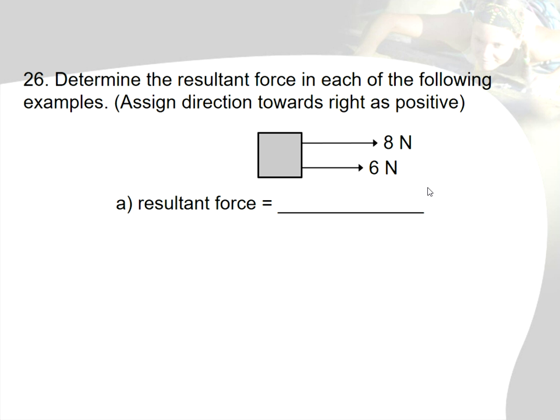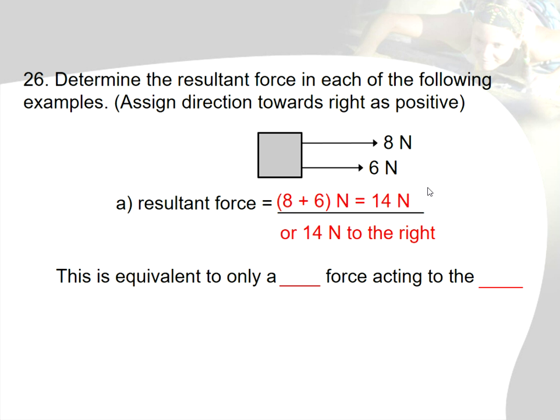So here we have resultant force. Okay, fill this in. Just add up. So here I say assign direction to the right as positive. So to the right is positive, to the left will be negative. Okay, so that is 14 newtons to the right. This is equivalent to only a 14 newtons force acting to the right.